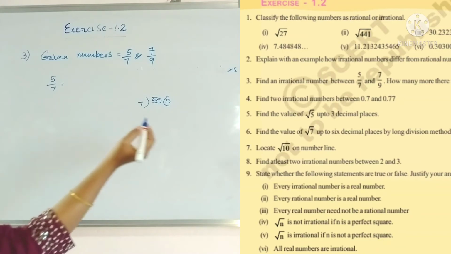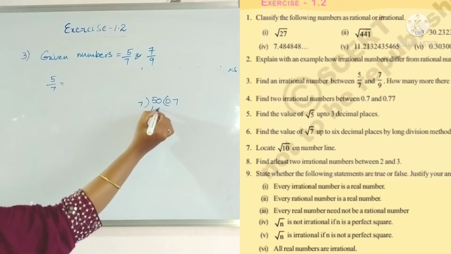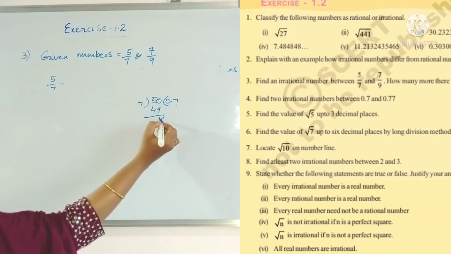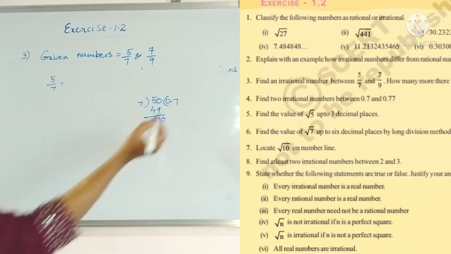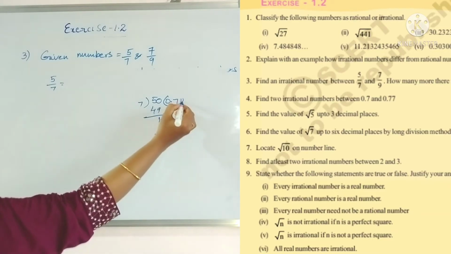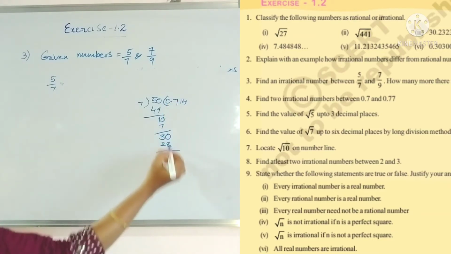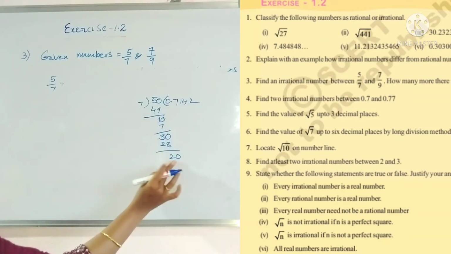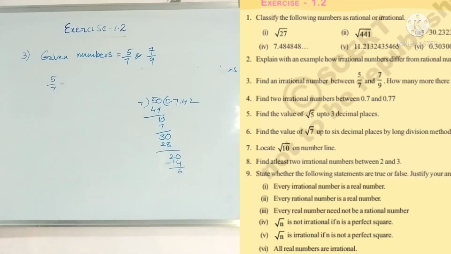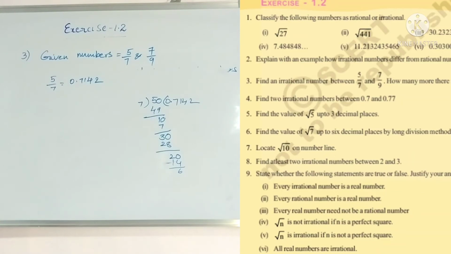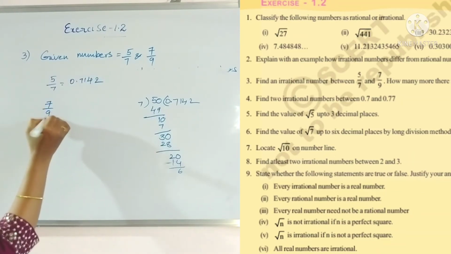7 sevens are 49. So after subtracting we get 1, and here the decimal point is there, so we can add another 0. 7 ones are 7, 3, again I can add 0. 7 fours are 28, so 2, again I can add 0. 7 twos are 14, so it is 6. It is non-terminating. The division will continue like that. So I can write 0.7142, right?